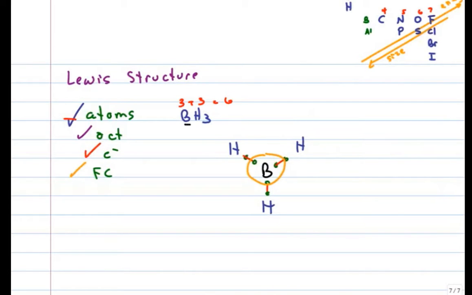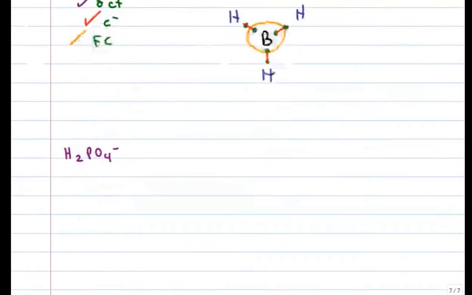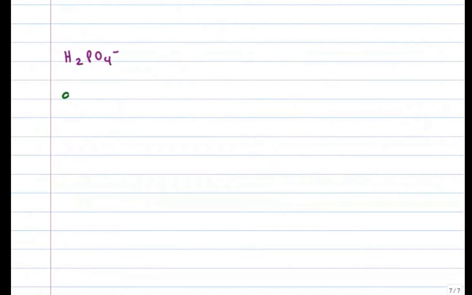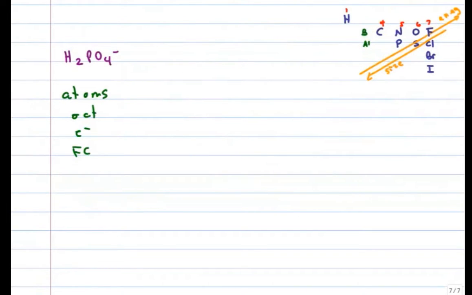All right, so the first polyatomic that came in is H3PO4. That's not a polyatomic, but we'll pull the polyatomic out of it. And we'll take H2PO4 minus. We'll use the checklist: atoms, octet, electrons, formal charge. I'll give you a table to peek at. What's the first atom I want to start with?